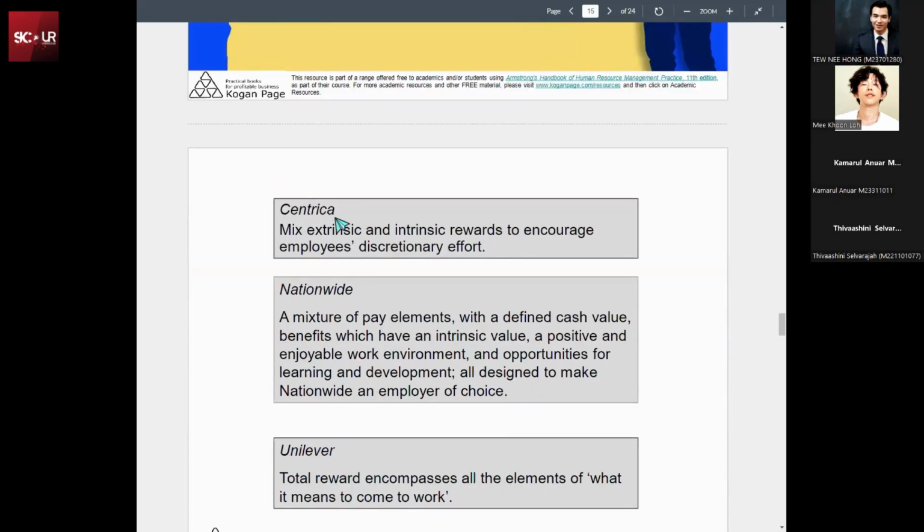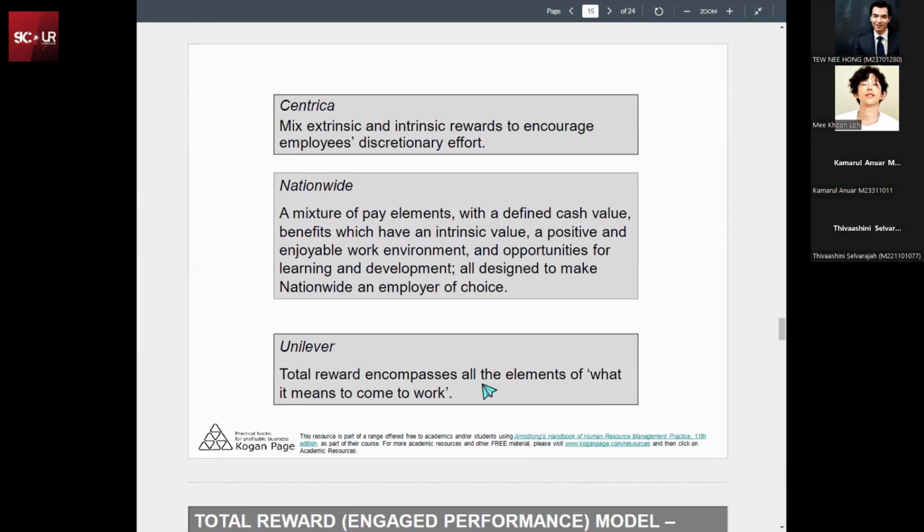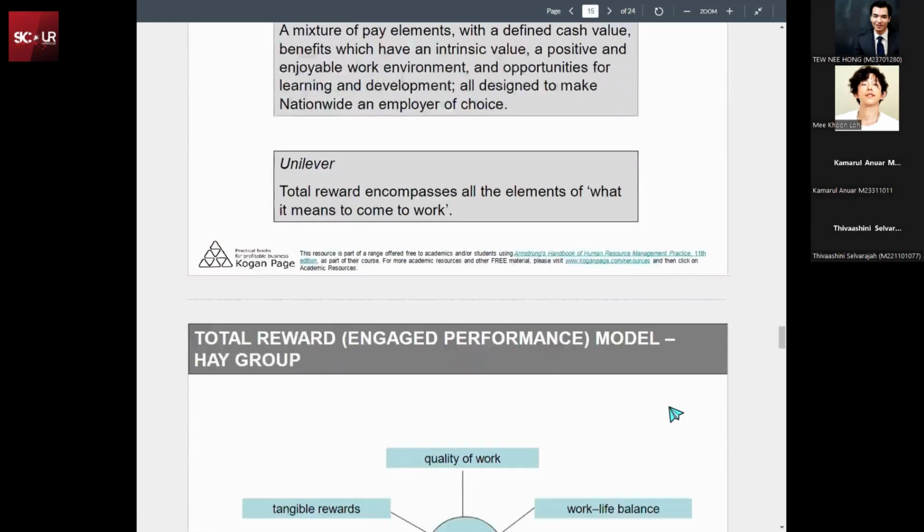Okay. In Centrica, what company is Centrica? I forgot. A mix of intrinsic and extrinsic reward encouraging employee discretionary effort. At Nationwide, a mixture of pay elements, cash value, and benefits, because at Nationwide they want good performance, so they must have a cash value. Okay. Then Unilever, total reward covers all the elements of what it means to work for the company. Okay.